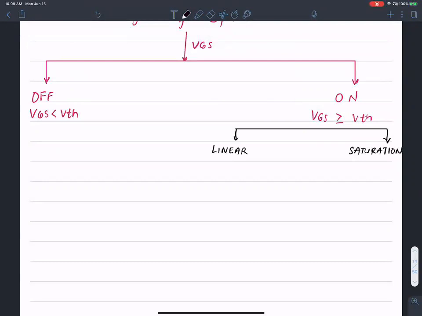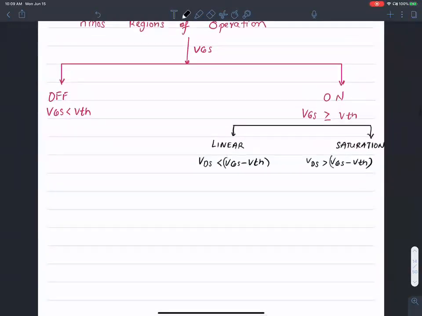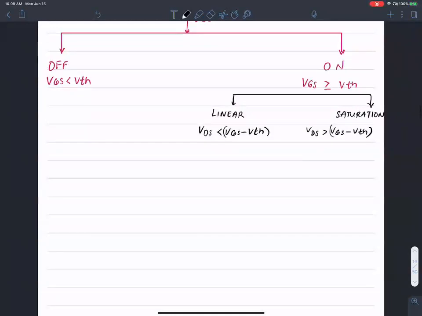Okay, once it is on, I have to look at VDS. If VDS is less than VGS minus V threshold, I call this to be in linear, triode, resistive, unsaturated, and so forth. VDS greater than or equal to VGS minus V threshold, okay, then I know it is in saturation. Okay, this is for NMOS transistor.